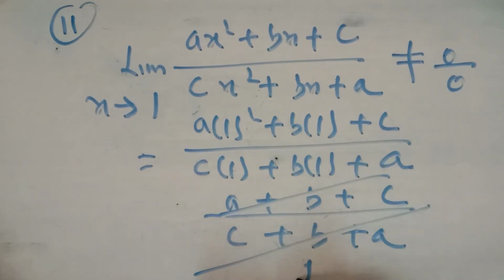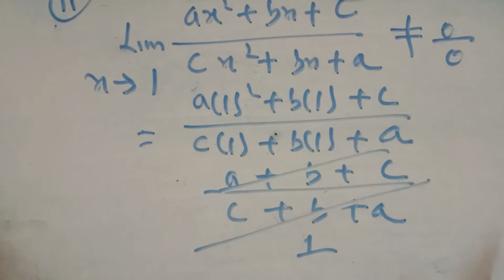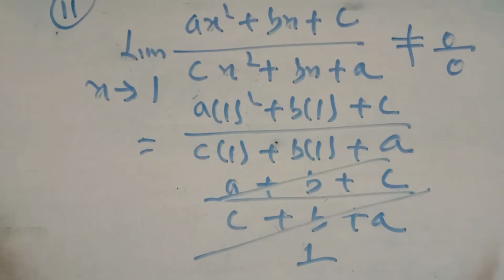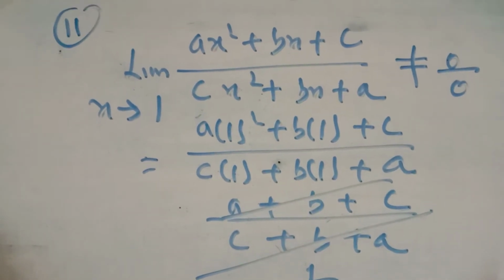Cancel होने पर you are getting 1. The limit of this function, the value of the limit of this function at x equal to 1, we are getting it equal to 1. This is the question number 11.